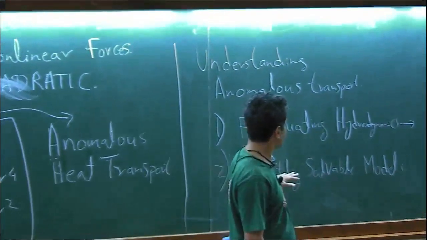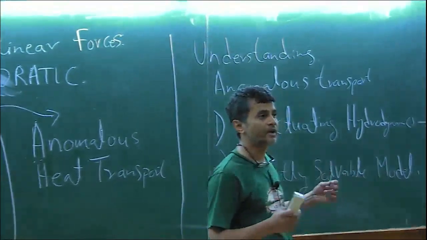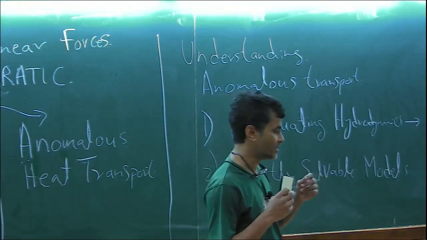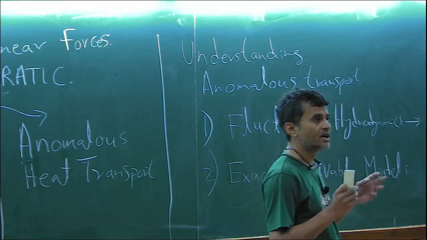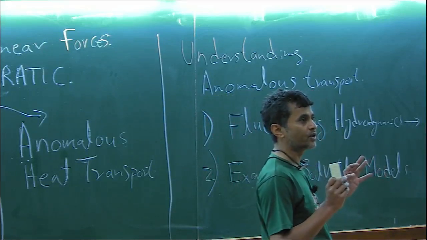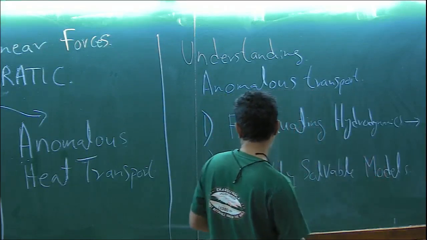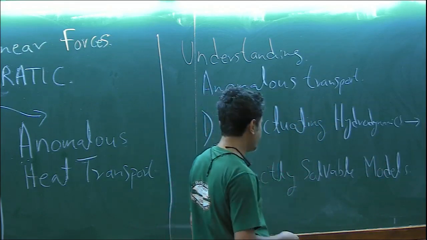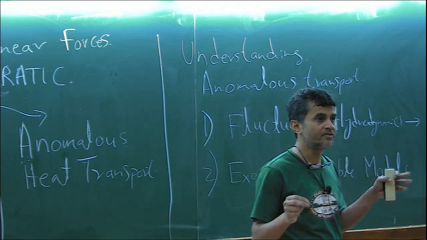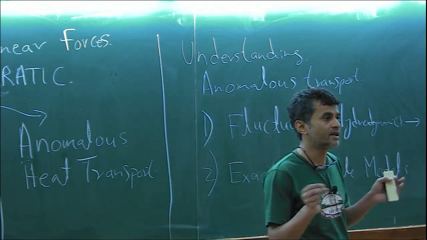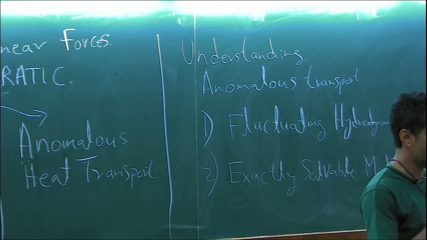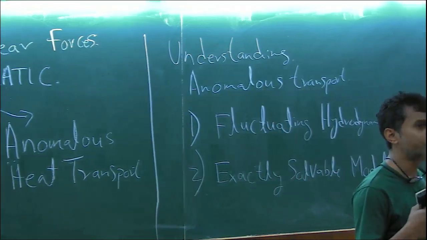And so it's good to have some exactly solvable models where you preserve the conservation laws, but write some simple dynamics. So for example, one model is called the momentum exchange model. You take a harmonic chain, which is of course completely integrable and has, as we saw, trivial results. But it has some Hamiltonian dynamics.